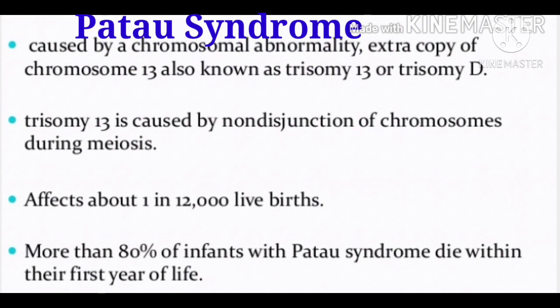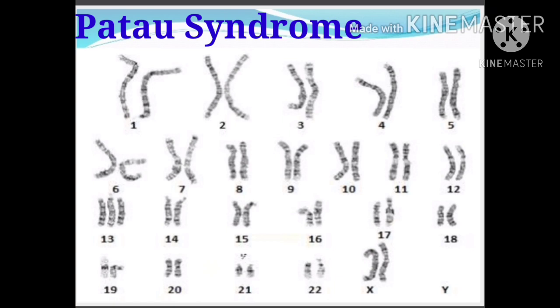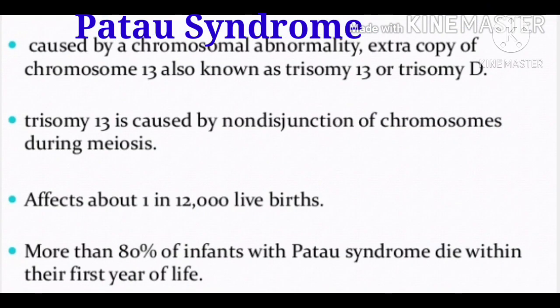Okay, the B option in the question is Patau syndrome. It is due to the trisomy of chromosome 13. So this Patau syndrome is also known as trisomy D or trisomy 13. What do you mean by trisomy? When an extra chromosome is added to a chromosome pair in a diploid condition, that is known as trisomy. 2n plus 1 is known as trisomy.